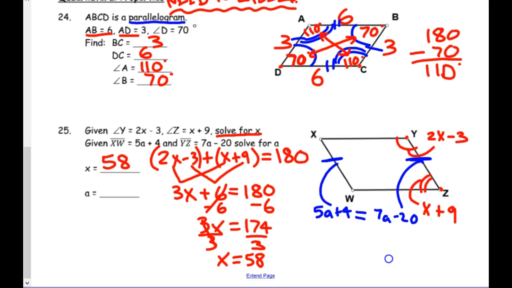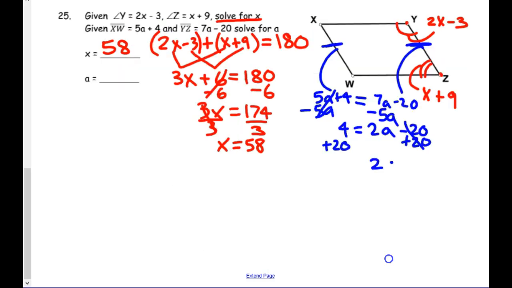The A's are not on the same side, so I do not combine my terms. I get rid of the smaller a, which is 5a. So minus 5a, minus 5a. Bring down 4 equals 7a minus 5a, 2a, minus 20. And on the right side, my loner is minus 20, so I need to add 20 to both sides. And I'm going to have 2a equals 24. I must divide by 2 to get a equals 12. Alright.